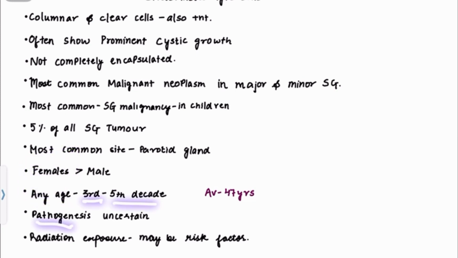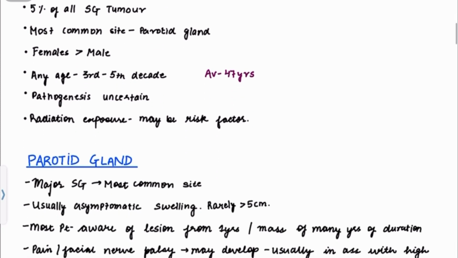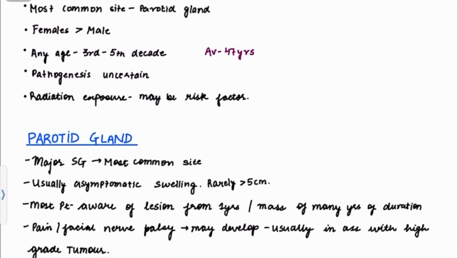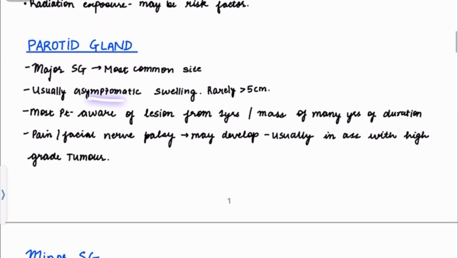The pathogenesis is uncertain and radiation exposure may be a risk factor. We saw the most common site is parotid gland. It is usually an asymptomatic swelling and it is rarely more than 5 cm. Most patients may be aware of the lesion for 1 year or they may know that there is a mass for many years. But because it is an asymptomatic swelling, the patient may not show up with a complaint. Pain or facial nerve palsy may develop because it is usually associated with a high-grade tumor.